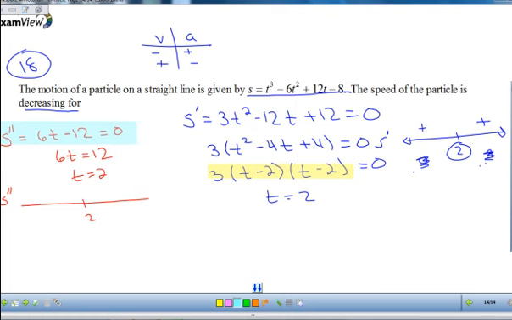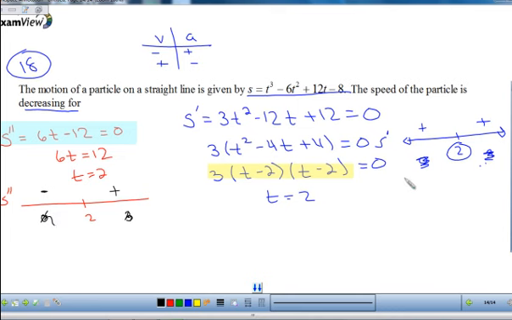I'm going to be checking the second derivative. So I'm going to check 0. Once again, 0 minus 12 gives me negative. And check 3. 3 times 2, 6 times 3 is 18. 18 minus 12 is positive.